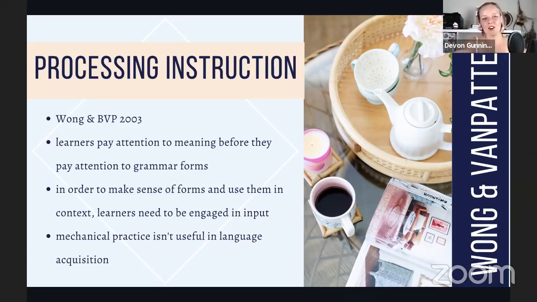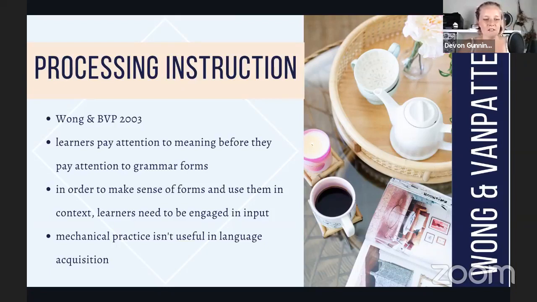And in order to make sense of forms and use them in context, learners need to be engaged in input. So they went further into figuring out why input is such an essential ingredient. They said that it can't just be something that is given to them. They need to be engaged and working with it.